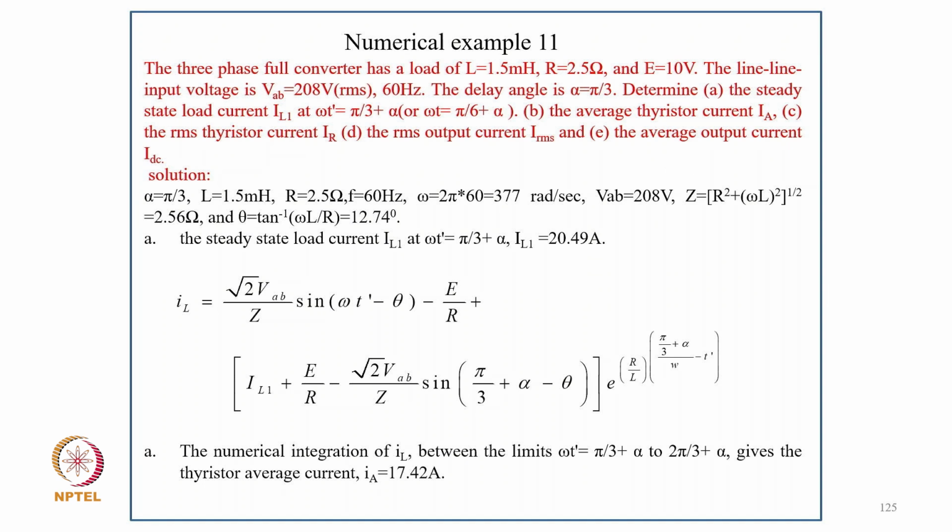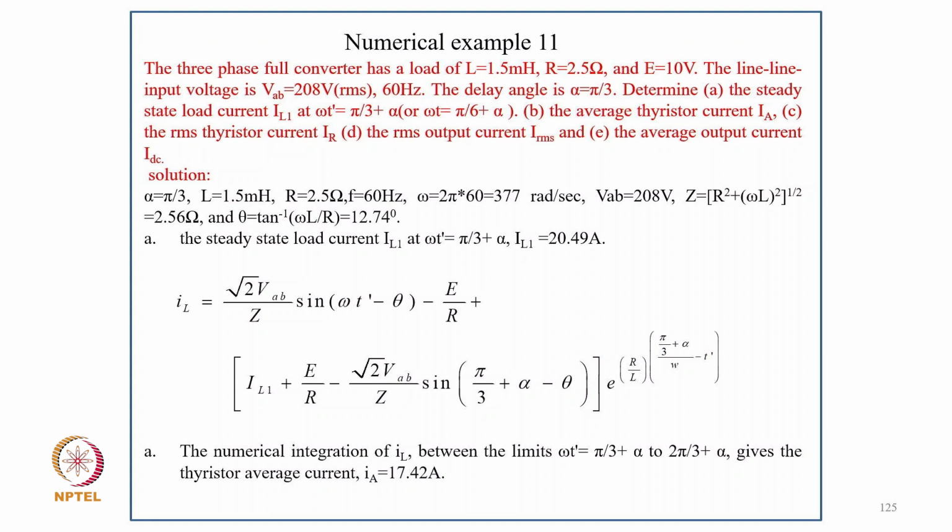Now coming to numerical example 11. The 3-phase full converter has a load with L equal to 1.5, R equal to 1.5, and E equal to 10. The line voltage is 208 V, 60 Hz, and the delay angle alpha is pi by 3. Determine the steady state current IL1 at omega t equal to pi by 3 plus alpha, the average thyristor current, RMS thyristor current, RMS output current, and the average output current. So the solution is alpha equal to pi by 3.